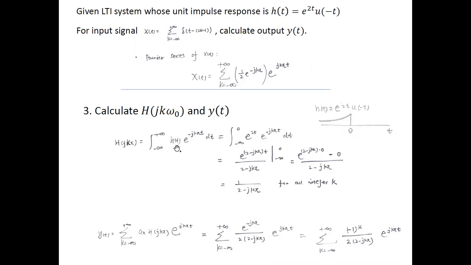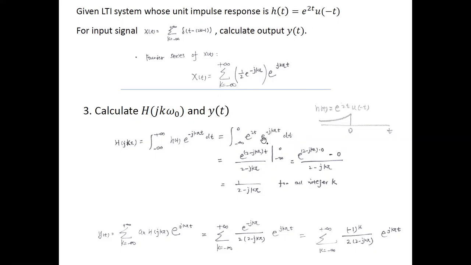And since we have this h of t that has that expression, and in particular, h of t is zero everywhere t is positive. That's why we can shrink the integration interval from plus infinity to zero. At the same time, we can replace x h of t with exponential 2t only. So the u of minus t has already fulfilled its role. It already changes the integration to zero. So we are free to drop it at this time.